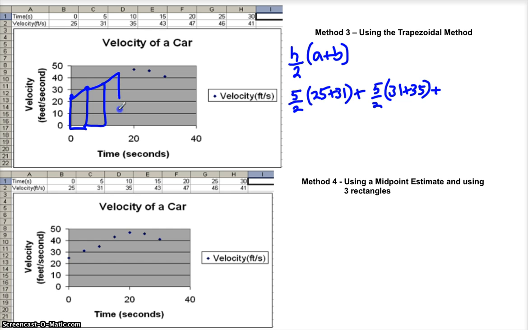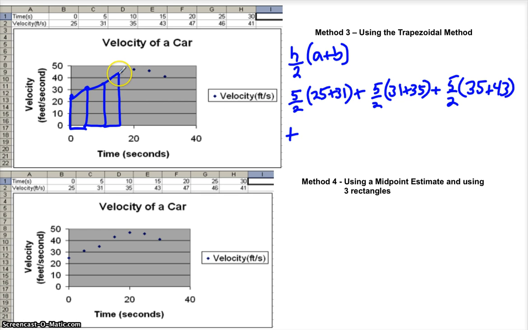Plus the next trapezoid. Connect the dots. Straight down. 5 over 2. And then the next pair would be the 35 and the 43. So 35 plus 43.